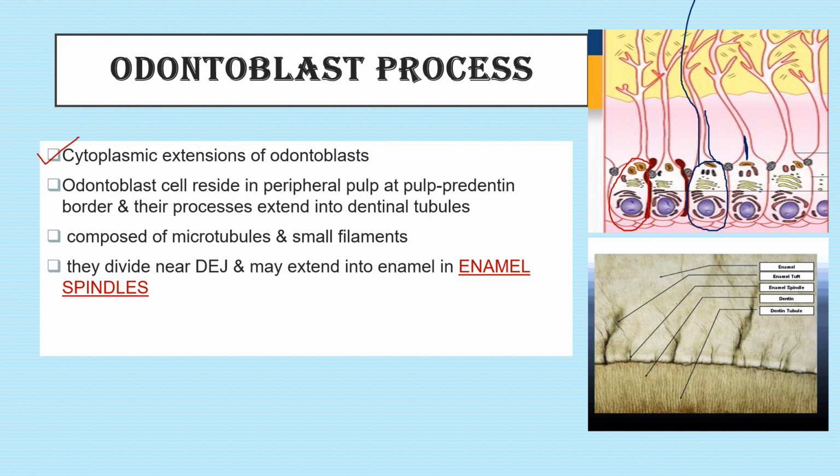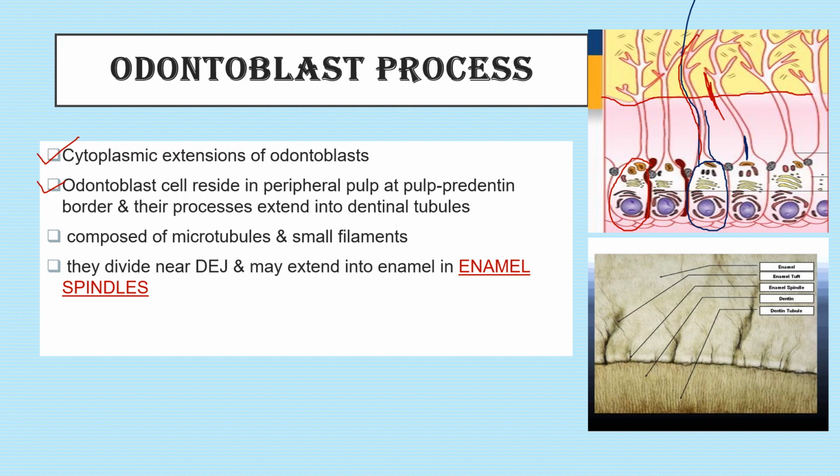Odontoblastic cells reside in peripheral pulp at the pulp predentin border, and the process extends into dentinal tubules. This is an important point. Odontoblast cells reside near the pulp. So this is the pulpal portion. This pink portion, till here, is the pulp portion. It is the pulp and predentin junction. So the odontoblast remain near the pulpal portion, and the extensions are extending into dentin.